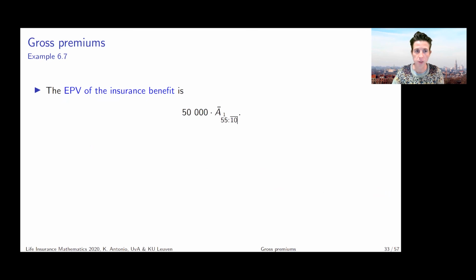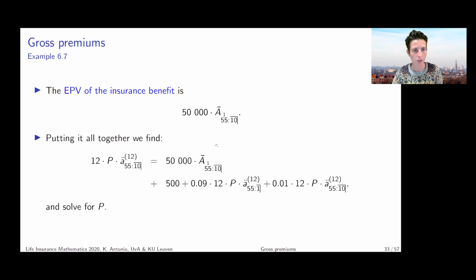What if I look at the EPV of my insurance benefit? That was a term insurance issued to a 55-year-old with a duration of 10 years in continuous time. So I have a capital A with a bar here because the sum insured is payable at the moment of death. Putting it all together, I can say the EPV of my premiums is the EPV of my death benefits plus the EPV of my expenses. And I need to solve for P to figure this out.